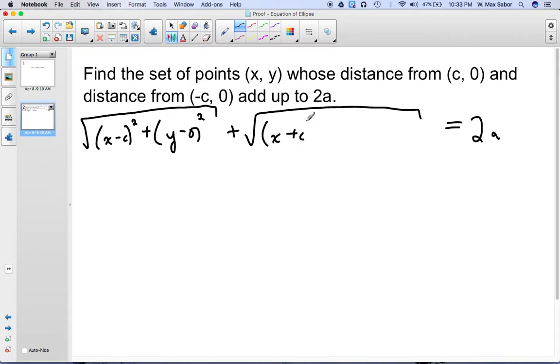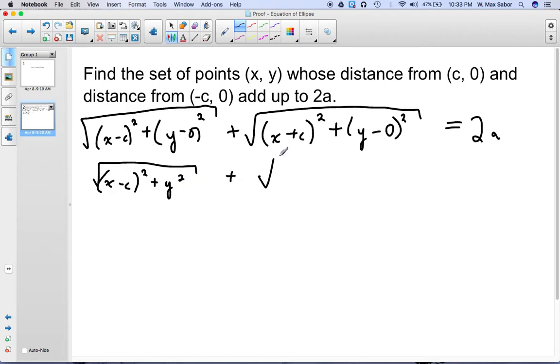Plus the square root of (x plus c) squared plus (y minus 0) squared. And what I'm going to do is simplify this. Simplify the left side. And now, this is going to be weird, we're going to square both sides of the equation.